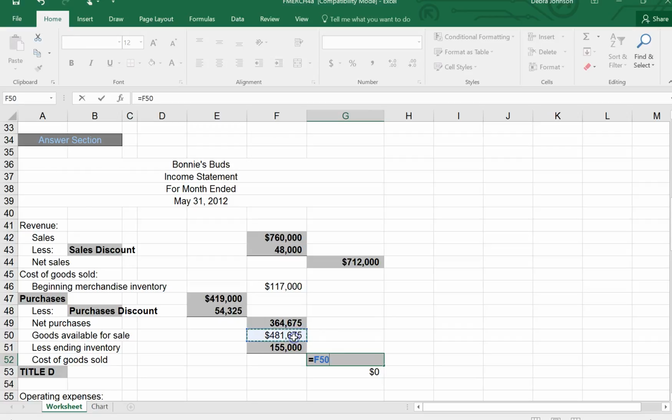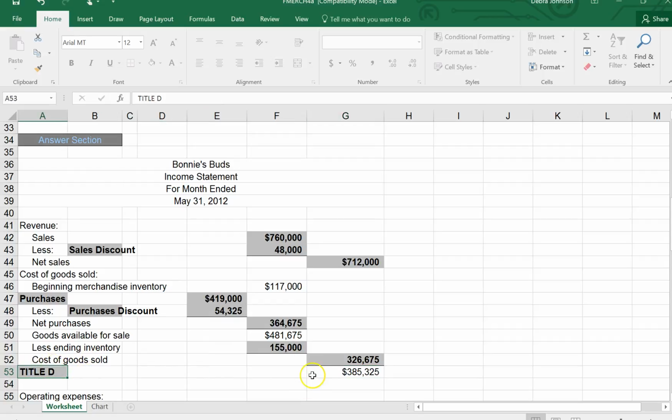Equals 481,635, at least the cell reference for that, minus the ending inventory. And when I do that, cost of goods sold will automatically populate, and the line item below it populated as well. Which brings me to Title D.